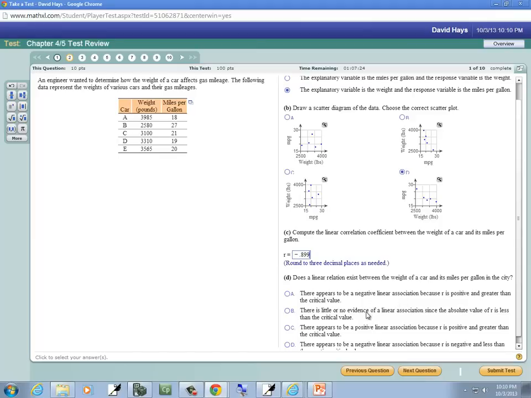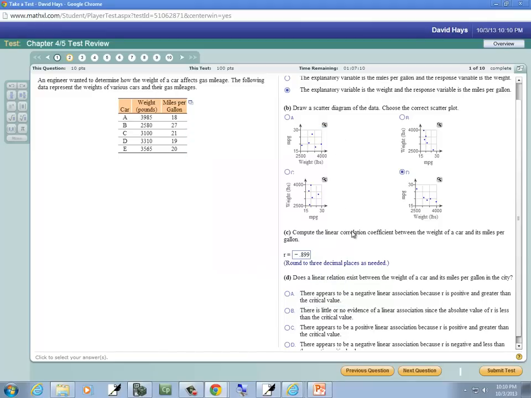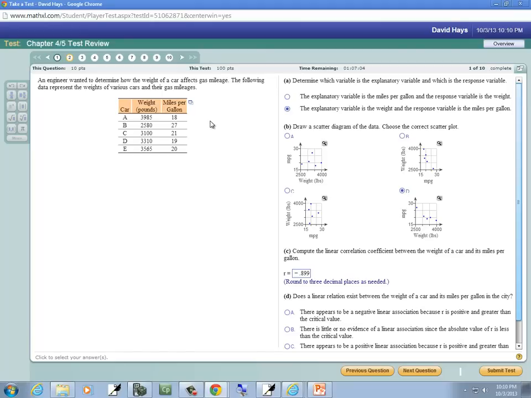There appears to be a negative, positive. Well, it's a negative correlation, if any, because of the way the points are going down. See how they're going down? Let me expand it. See how they're going down from left to right? So that's a negative association. But let me... That's interesting. There's no link here.